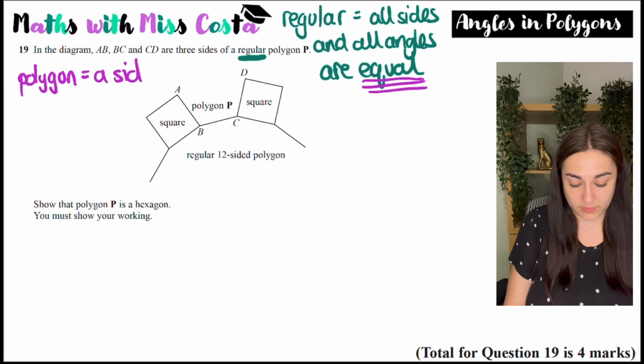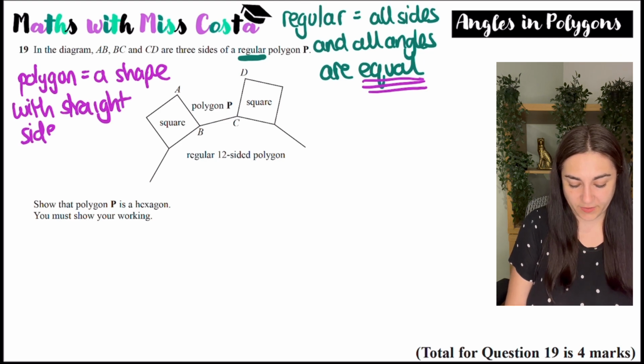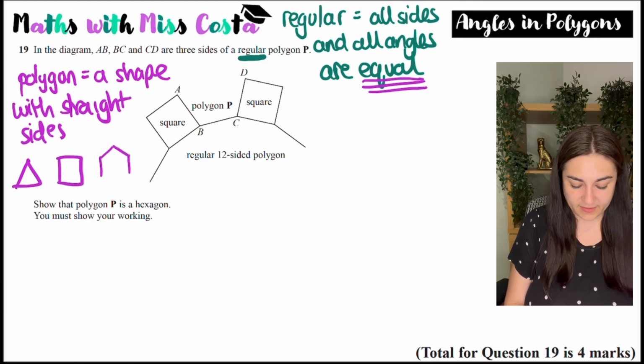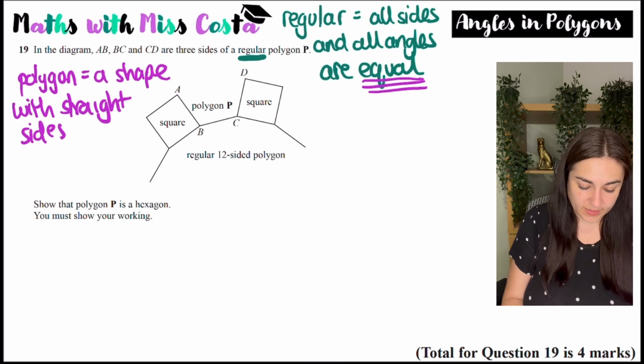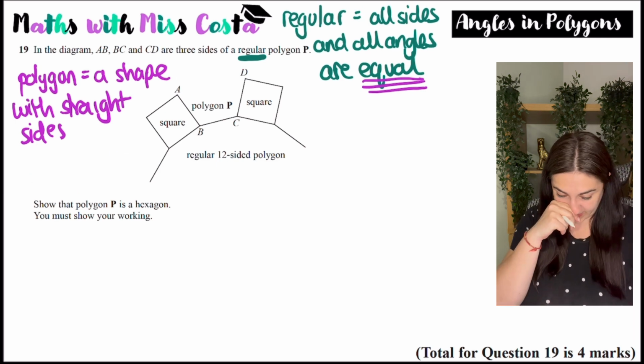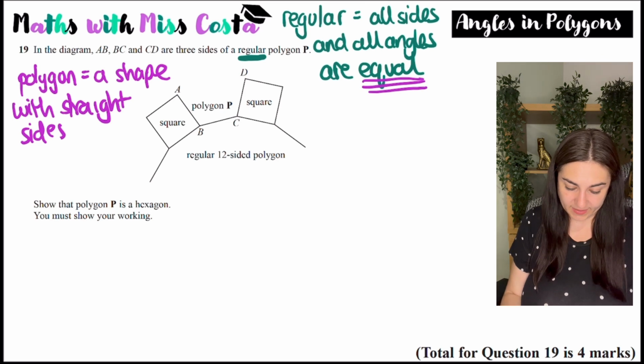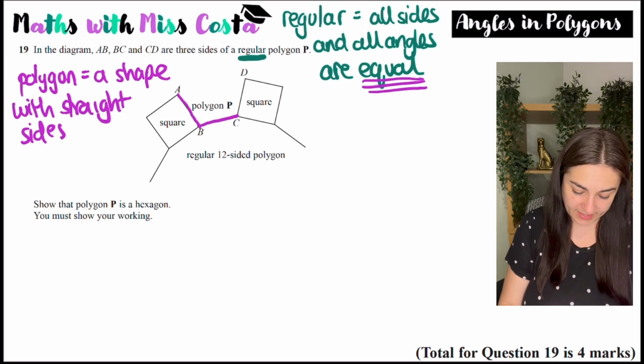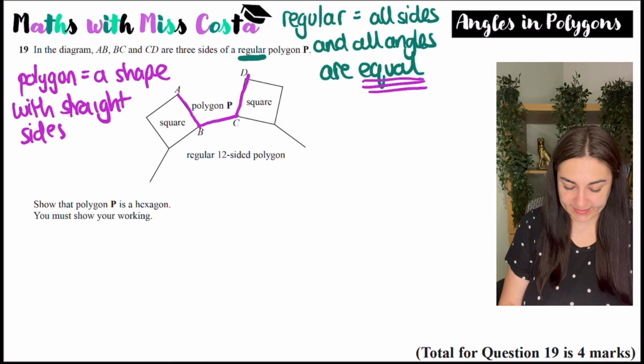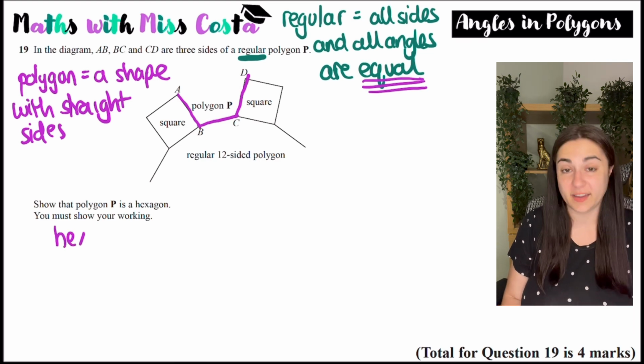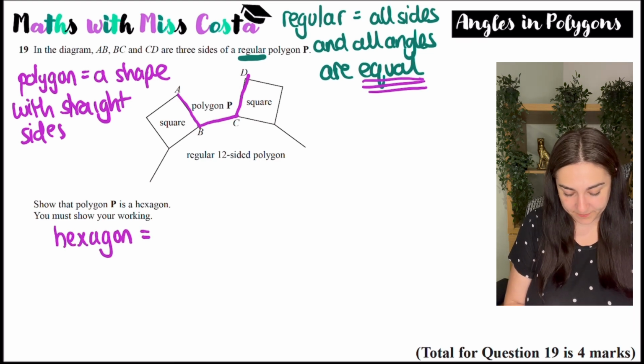A shape with straight sides. Okay, so the smallest polygon is a triangle, then you've got a square or a rectangle, a pentagon, and so on. So I need to show that polygon P, so this thing here, is a hexagon. Okay, so what do I know about a hexagon?